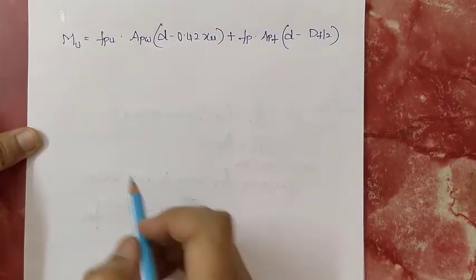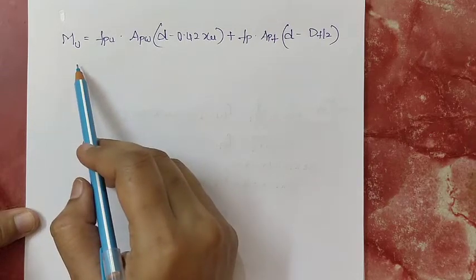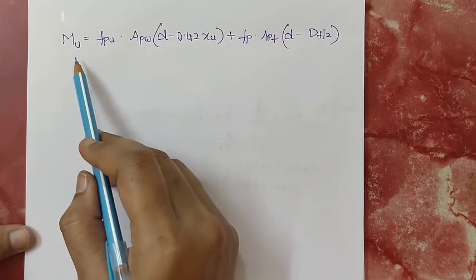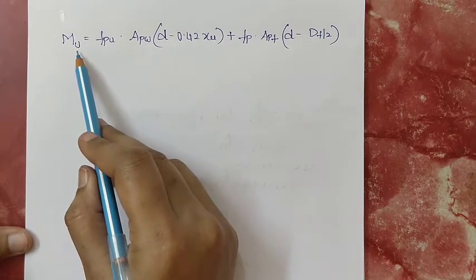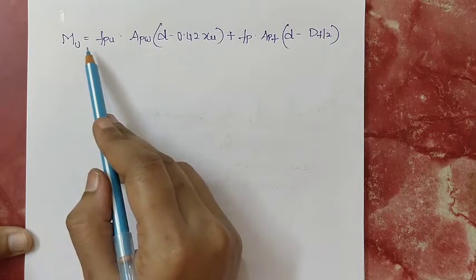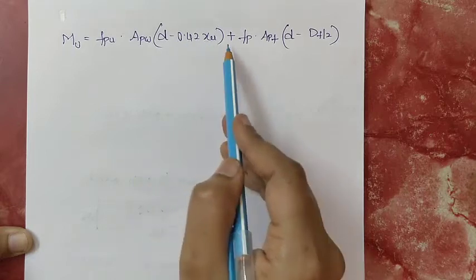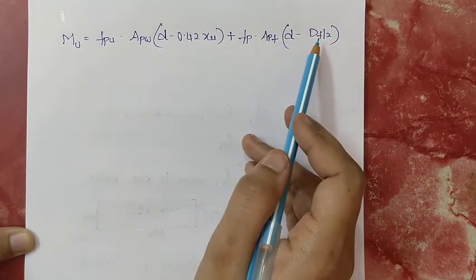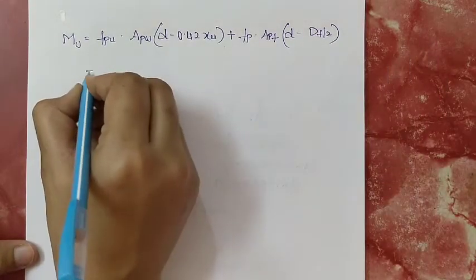Next, in order to calculate the ultimate flexural strength of section for double T section, it is given by Mu equal to, and also for the I section, when the neutral axis lies within the web portion, the ultimate flexural strength of section is given by FPU into APW into D minus 0.42 XU plus FP into APF into D minus DF divided by 2. You need to remember this formula.